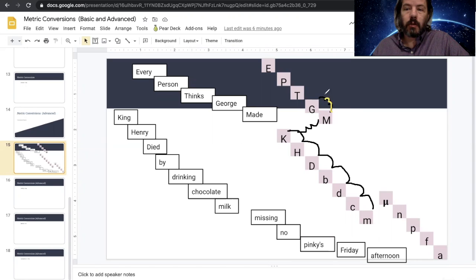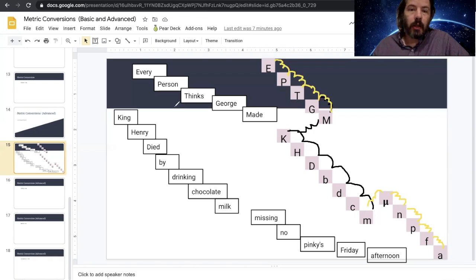So 1, 2, 3, and then giga to tera, 1, 2, 3. Tera to peta, 1, 2, 3. And peta to exa, 1, 2, 3. So when we get into these, we're going to be multiplying by factors of 1,000, or moving our decimal 3 places. Same down here, milli to micro is 3. So 1, 2, 3 to micro, 1, 2, 3 to nano, 1, 2, 3 to pico, 1, 2, 3 to femto, and 1, 2, 3 to atto.